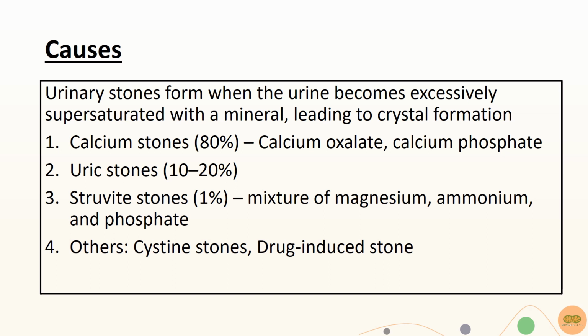Uric stones cause about 10 to 20% of urinary stones and is associated with low urinary pH, less than 5.5. Struvite stones, which is a mixture of magnesium, ammonium, and phosphate compound, causes 1% of urinary stones, which usually results from a bacterial urinary tract infection such as Proteus, leading to raised urinary pH. Other urinary stones may be caused by cystine stones and drug-induced, such as furosemide, allopurinol, and vitamin D.